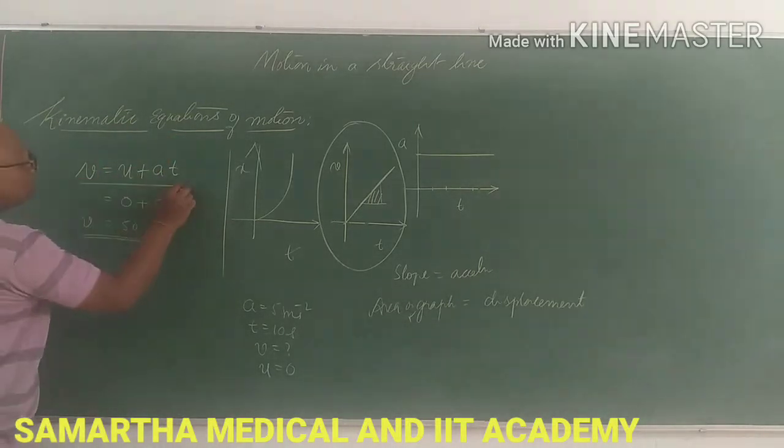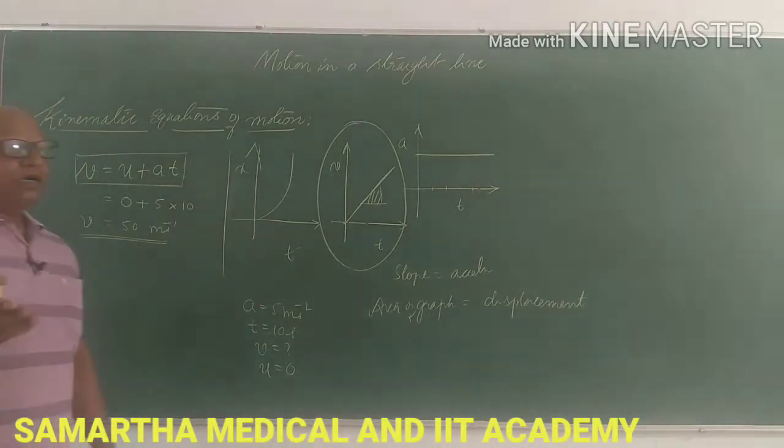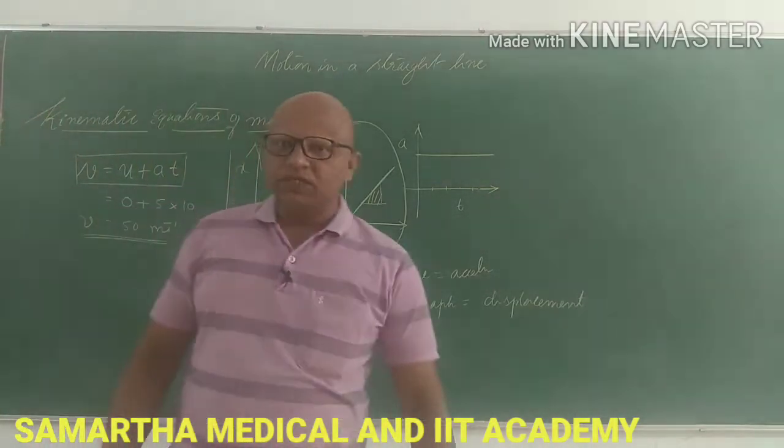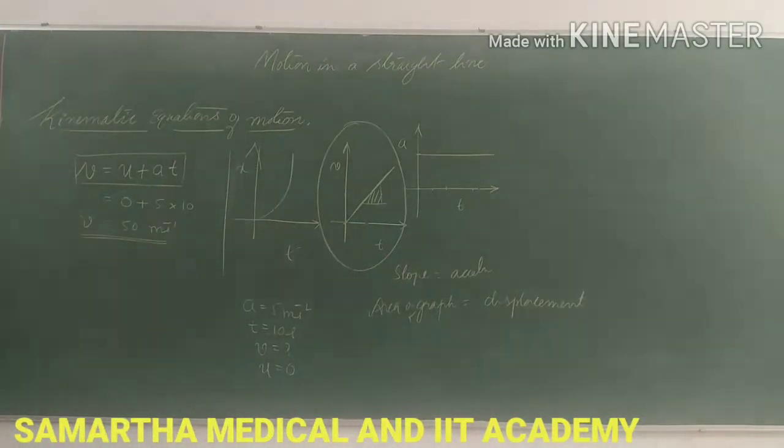V is equal to U plus AT. You might have discussed it in high school and seen these equations. There is another equation, which is S is equal to ut plus half at square, where s is the displacement covered, u is the initial velocity, t is the time taken, and a is the acceleration.